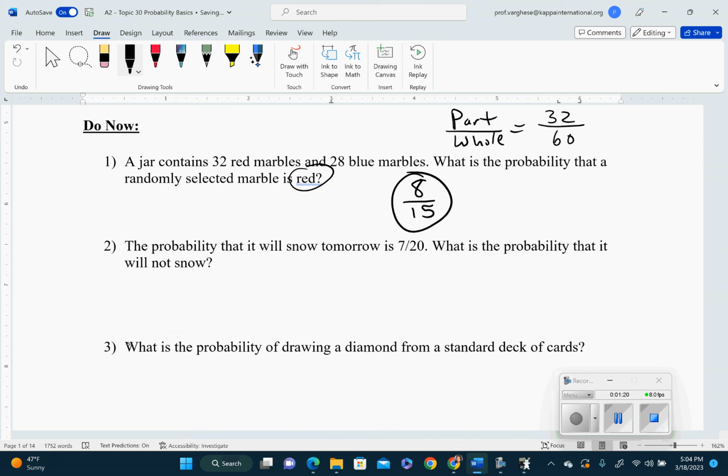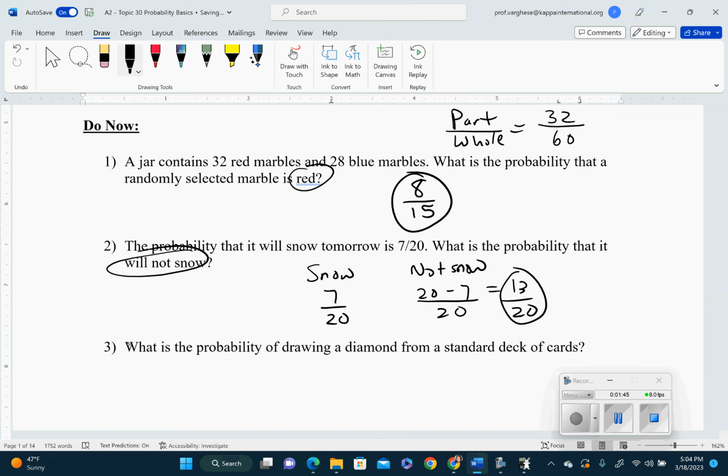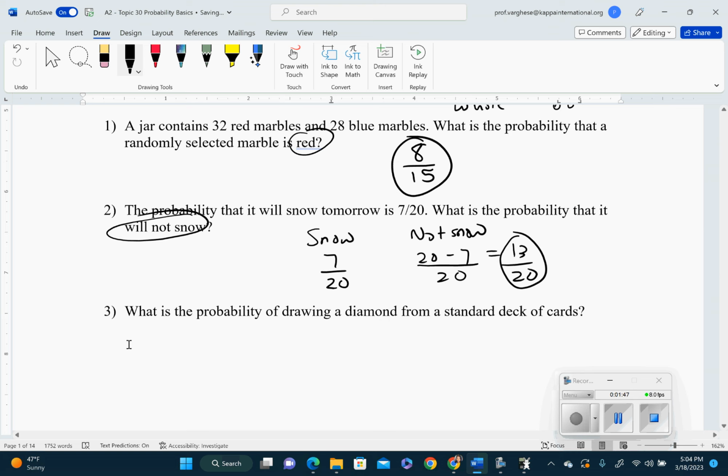The probability that it will snow tomorrow is 7 out of 20. So the chance of snow is 7 out of 20. Therefore, the chance that it will not snow, which is what we're looking for, is going to be the remaining. So 20 minus 7 is 13, and we always have to put it over the total. So 13 out of 20 is the probability that it will not snow, okay? And you can't reduce that.